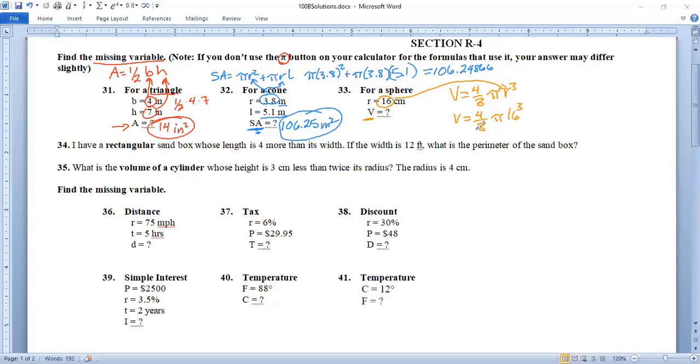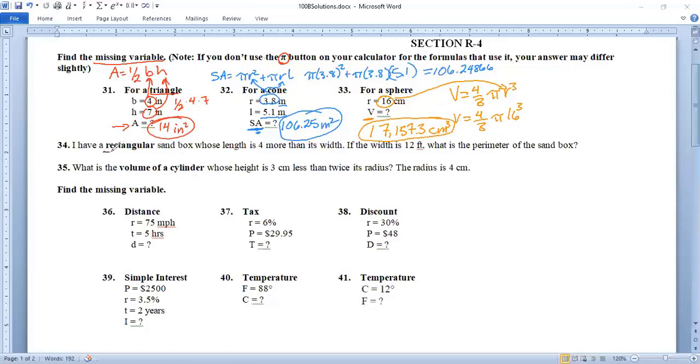So punch that in the calculator. 4 divided by 3 times pi times 16 to the 3rd power. Ooh, that's a big number. We have 17,157.28. I'll round that at 0.3, I guess. And this is centimeters cubed. This is a volume. This is a 3-dimensional thing, so that's where we get centimeters cubed. So there we go.